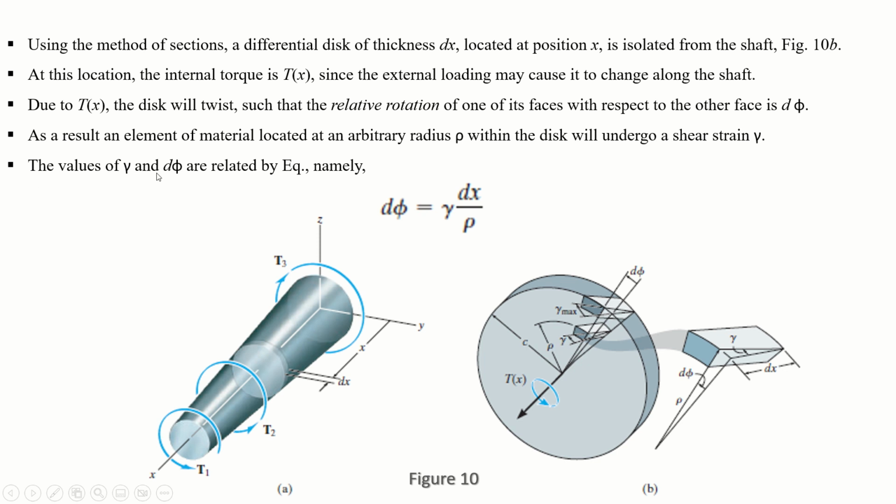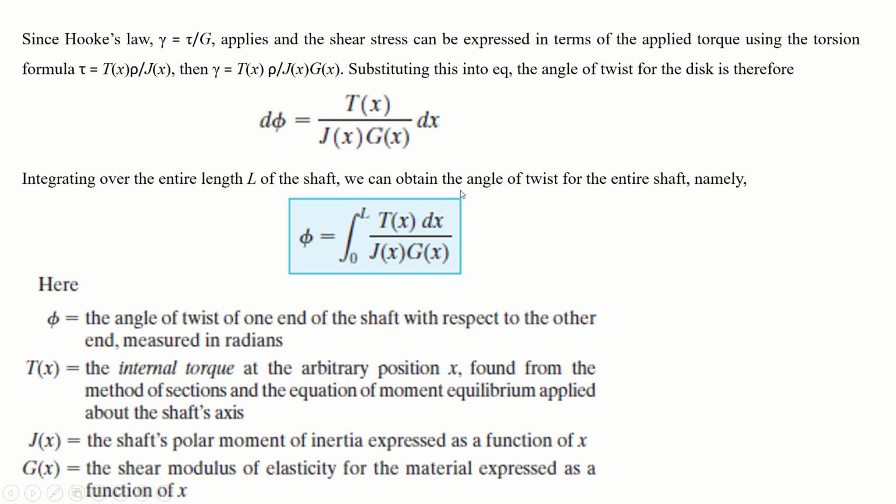The values of gamma and d phi are related by an equation, namely, this d phi, which is the angle of twist, will be equal to gamma times dx, the thickness, divided by this distance rho at which this element is located, right? So this is basically an equation between the angle of twist, the shear strain, the location from the longitudinal axis, and the thickness, right?